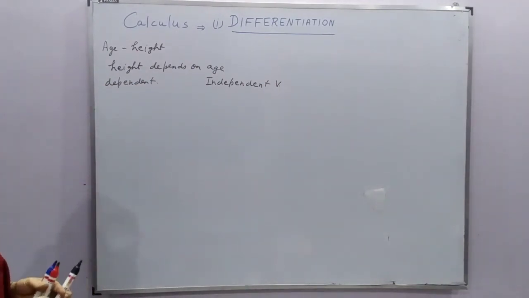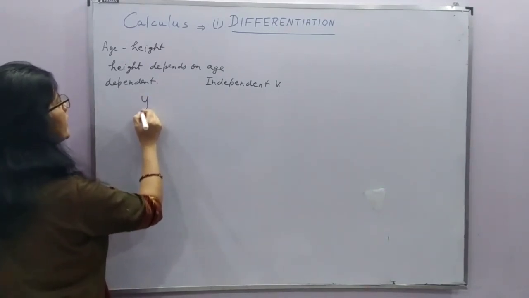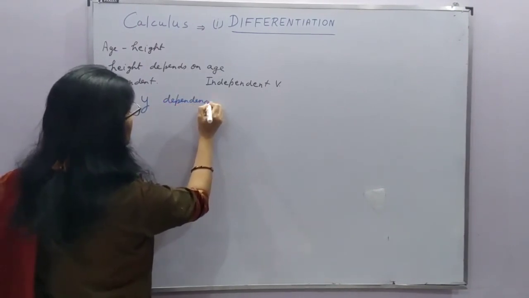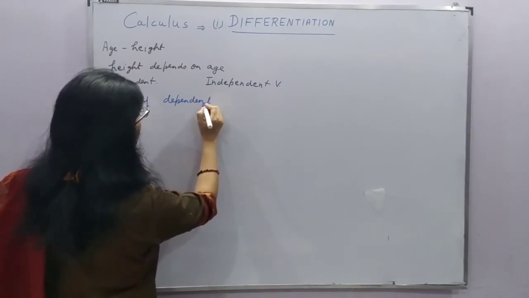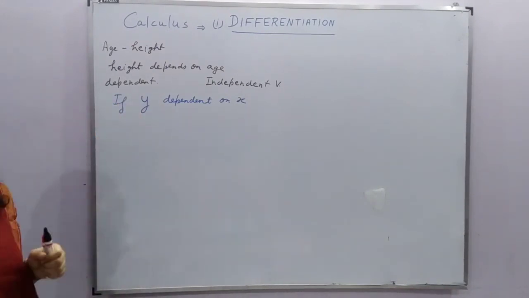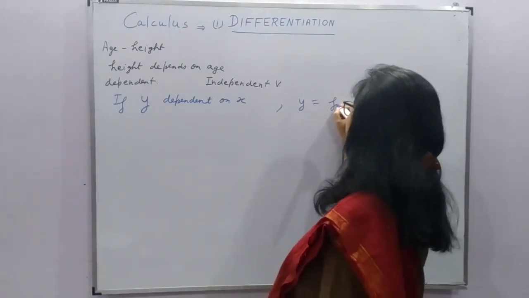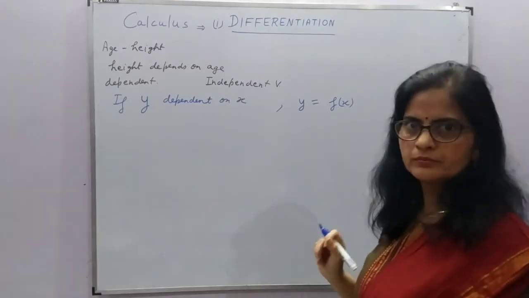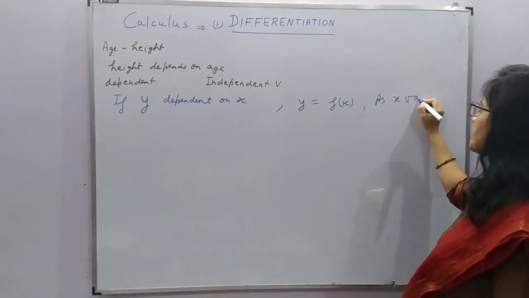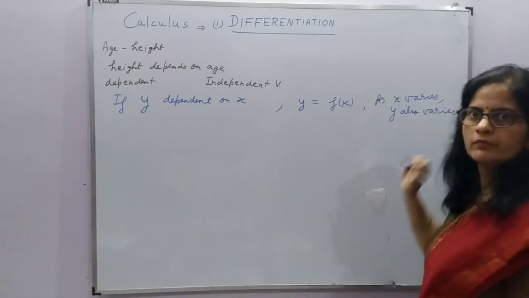Similarly, if we have a function y, which is dependent on x, right? So if we say that y is dependent on x, we can say that y is the function of x, right? So that means as x varies, y also varies.